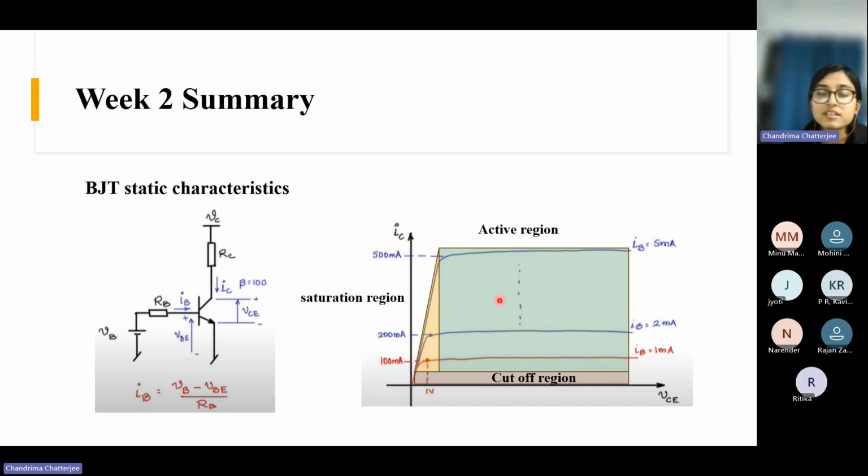So these are the different modes of operation for a BJT. For us, the cutoff region and saturation region are of importance. Cutoff region means when this device is off. In saturation region, the device will be on.